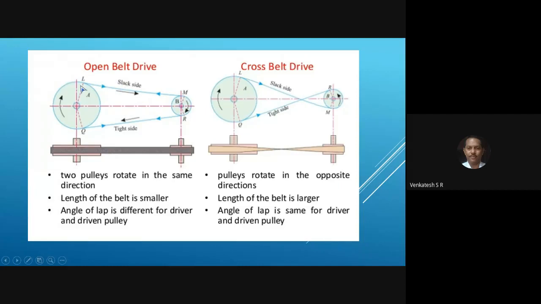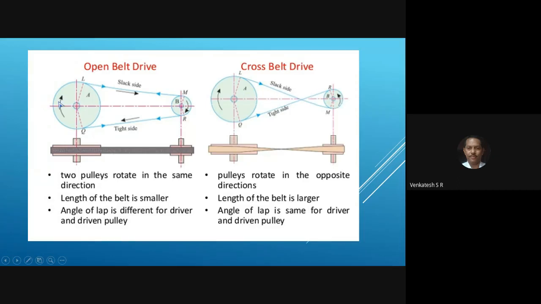That is the length of the belt LM in the slack side, and the length of the belt QR in the tight side. In the same way, connect LM in the bottom portion and QR in the upper portion. The name itself indicates open belt: everything is open. In the cross belt, there will be a cross connection between the bigger pulley and the smaller pulley. This is driven, this is driving.